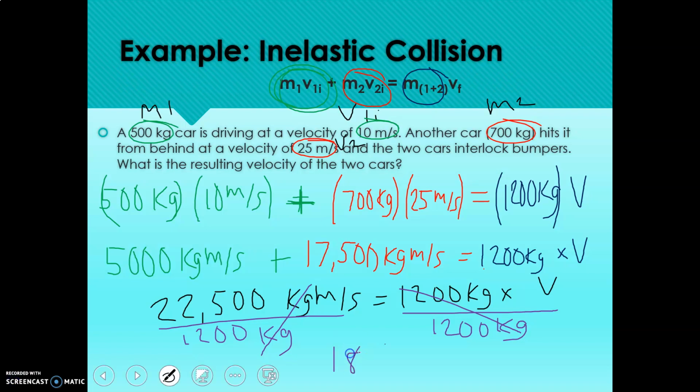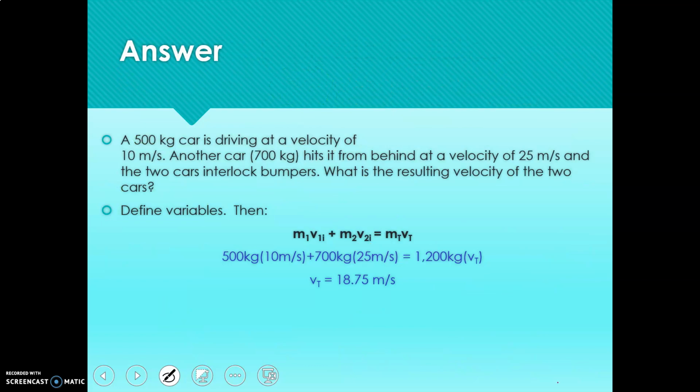Okay, and that gives us 18.75. And our leftover units after the kilograms cancel out would be meters per second, which makes sense because we were looking for the final velocity of 1 and 2 now that they're combined. Okay, there it is if you want to pause it and look at it a little bit longer.